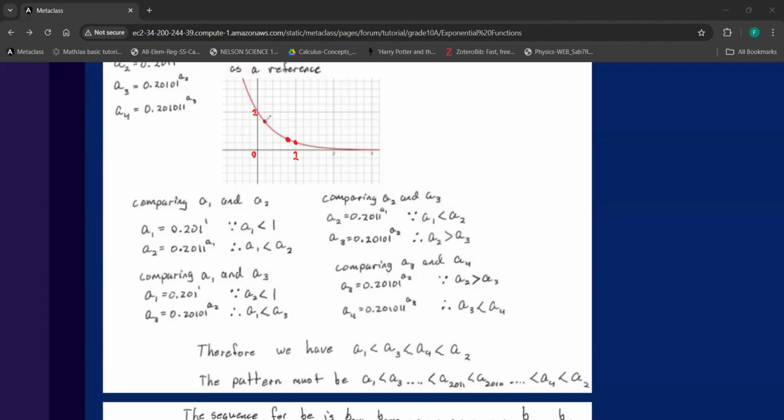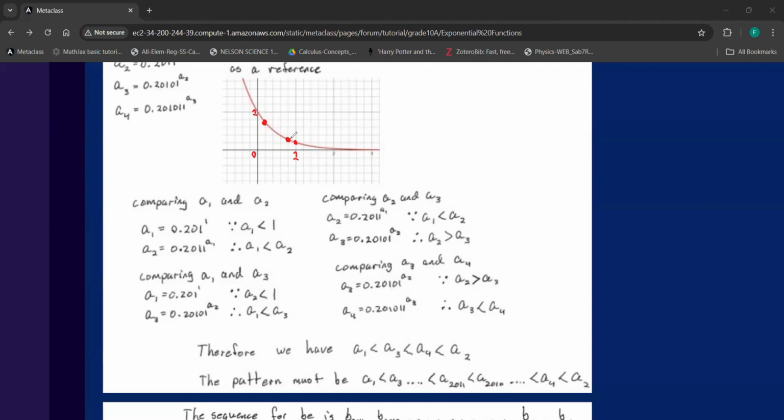And so now we have this. And now we can compare A3 and A4. A3 is equal to 0.2 to the power of A2, and A4 is equal to 0.2 to the power of A3. Now A3 is here, right? A3 we estimate is around here. And A4 is 0.2 to the power of A3.